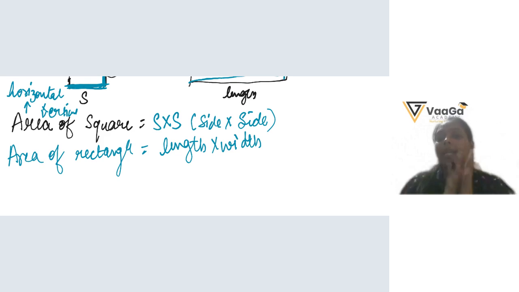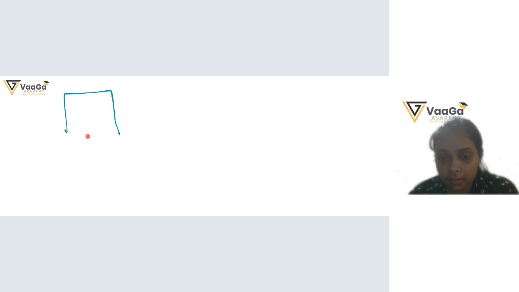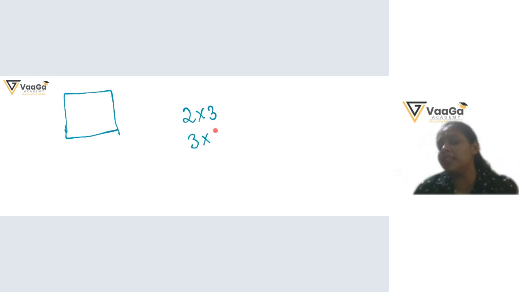No worries. So area of the square is side times side and area of a rectangle is length times width. Is that fine? Okay, ma'am. Now let's try one question. Let's say this is the square you have. Ma'am, can we swap the two things, like we can write width multiplied by length or length multiplied by width? It will be the same thing or not? Yes. You tell me, is 2 times 3 or 3 times 2 the same thing or not?